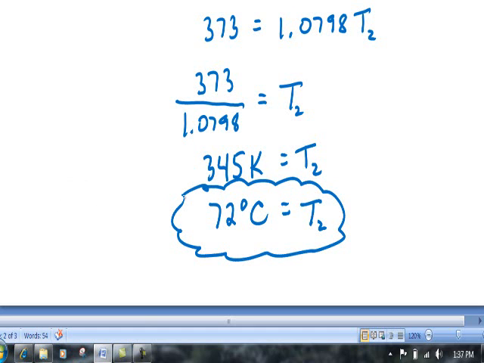Now, this particular type of problem can be used for any calculation with a boiling point as long as we have two sets of vapor pressure and temperature data. Sometimes it looks like we may not have enough information, but the reality is we know that water, for example, boils at 100 degrees when its vapor pressure is equal to 1 atmosphere.